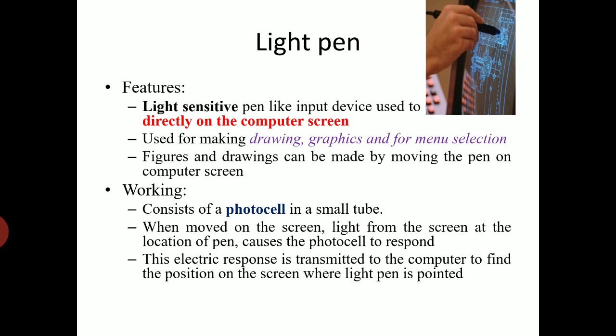So light pen has a photo cell at the tip. It is also used for drawing, graphics, and for menu selections. This pen can be moved, and the light from the screen will make the photo cell respond, and the corresponding sketches can be done.